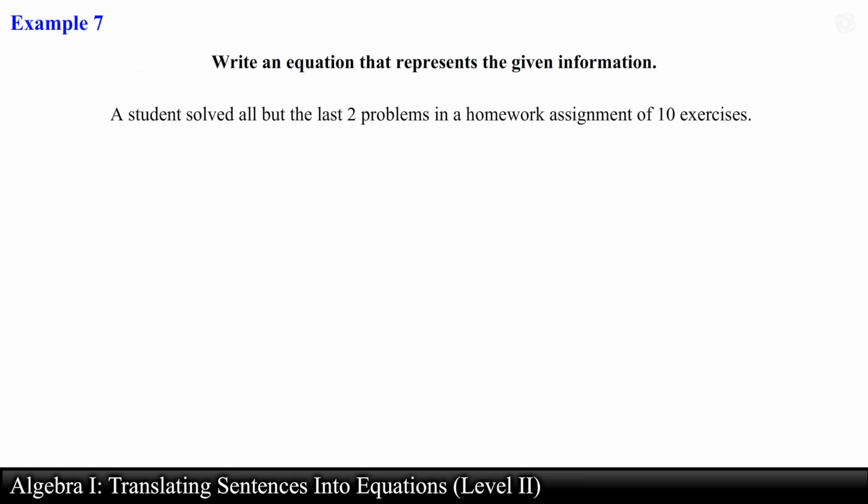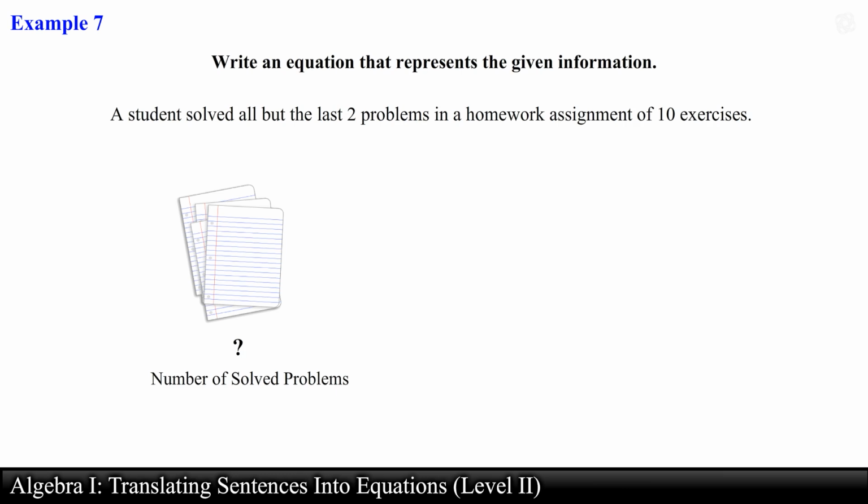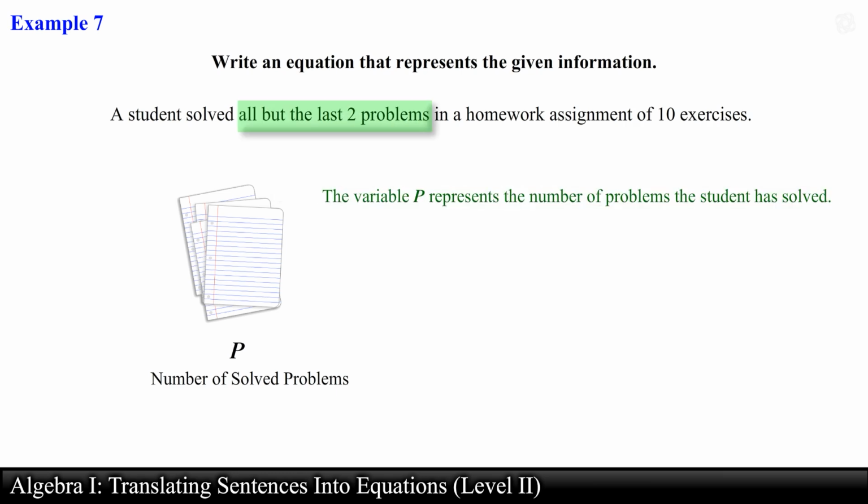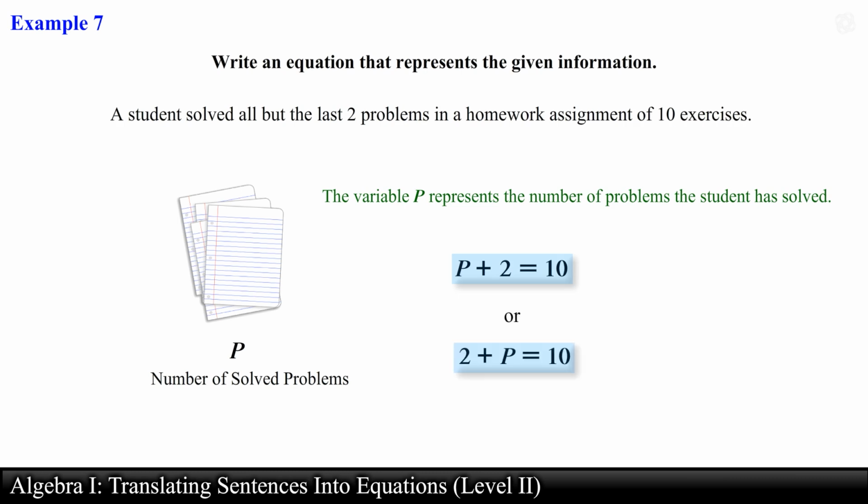Let's try this one. A student solved all but the last 2 problems in a homework assignment of 10 exercises. Like always, we need to identify the variable in this problem. From the looks of it, we have no information about the number of problems that the student has solved. We will assign this quantity as the variable, and use the letter P to represent this unknown quantity. The student has done all but 2 problems, meaning that the total amount of problems is equal to the sum of the problems the student has finished plus the problems left unsolved. This is written as P plus 2, and we know that there are a total of 10 exercises. So the final equation is written as P plus 2 equals 10, or 2 plus P equals 10.